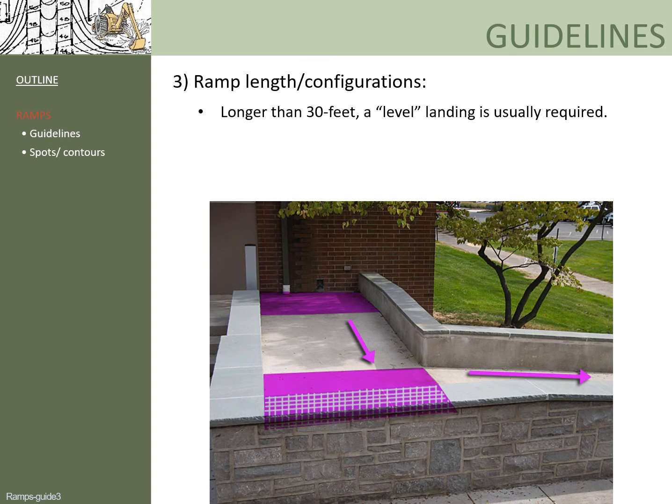Third, in terms of length and configuration of a ramp, if the ramp exceeds 30 feet in length, a level landing area is required to break down the ramp into multiple segments. Note that the level here is in relative terms. The landing itself should also drain at a 1 to 2% slope. In addition, a landing is also needed whenever the ramp turns a direction.